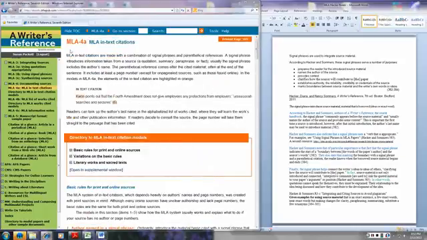Again, this is from section MLA 4A in the Hacker and Summers text. It provides the basic rules and the variations on the basic rules, as well as how to cite literary works and sacred text. You can go back to the writer's reference, or you can always access the same information at the OWL at Purdue, the online writing lab at Purdue University.